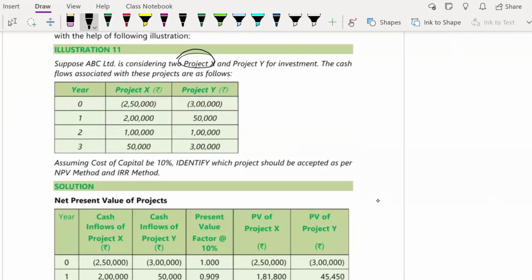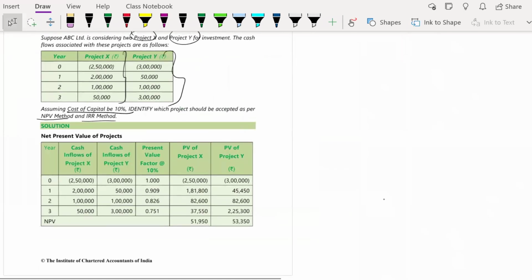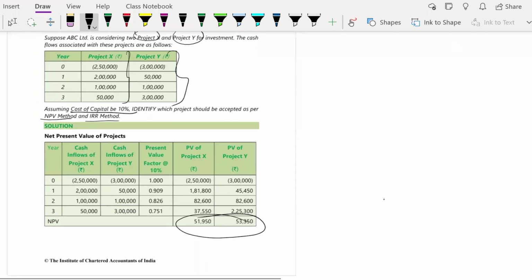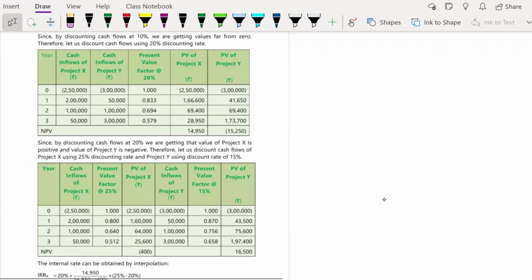Next, illustration number 11. Here you have two projects, project X and project Y. The cash flows are given as under. The cost of capital is 10%. Here you have to find out NPV and IRR. Same thing repeated again here. First, you find out the NPV of both the projects, discounting at 10%. Then for IRR, they have again taken 20% and 25%.